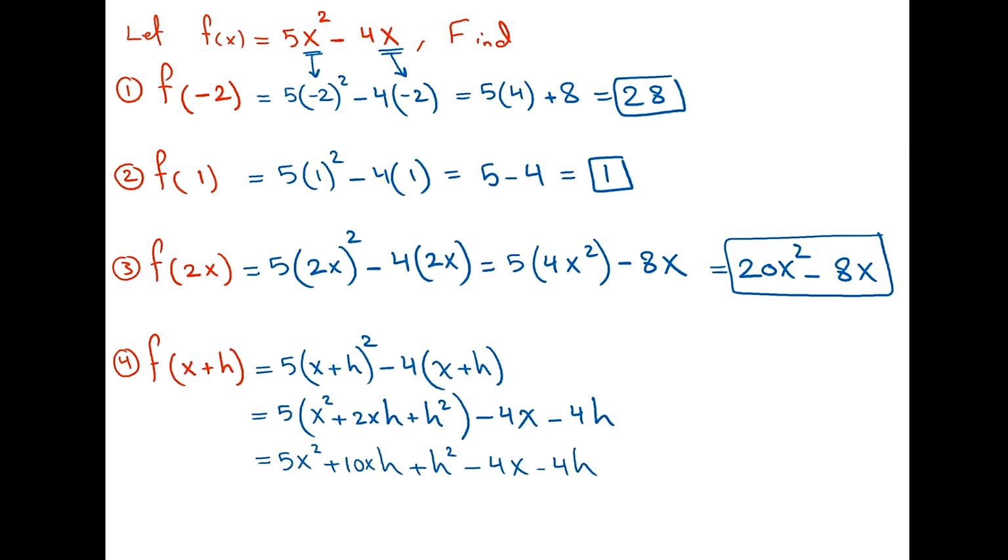Now this equals 5x squared plus 10xh plus 5h squared minus 4x minus 4h. And this is the simplified form, no need for more. I forgot the 5 in front of h squared, sorry: 5h squared. Good. Okay, this is f(x + h). Any question? Any question?